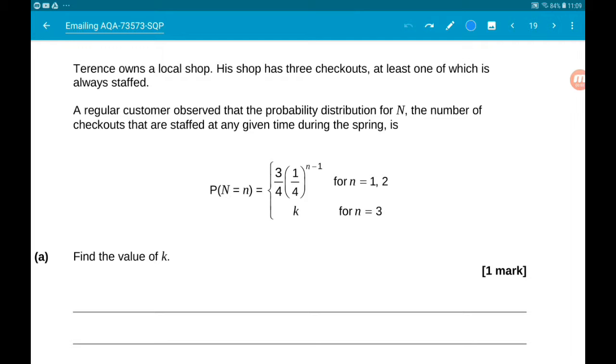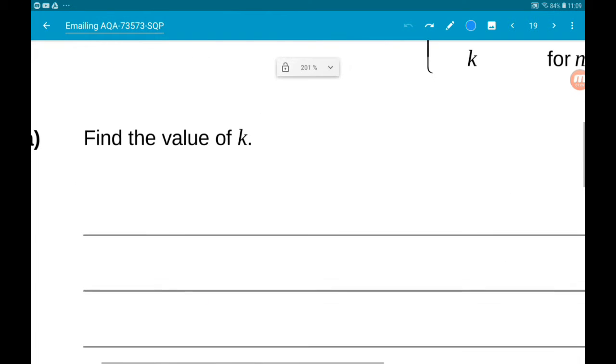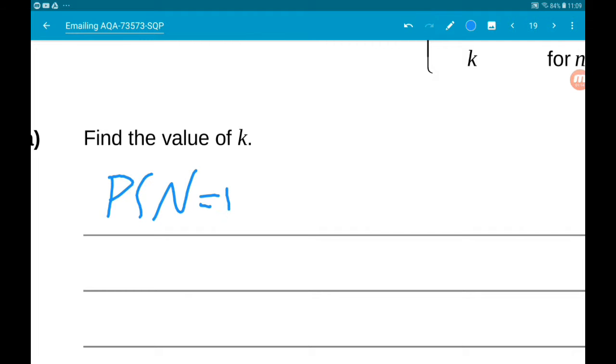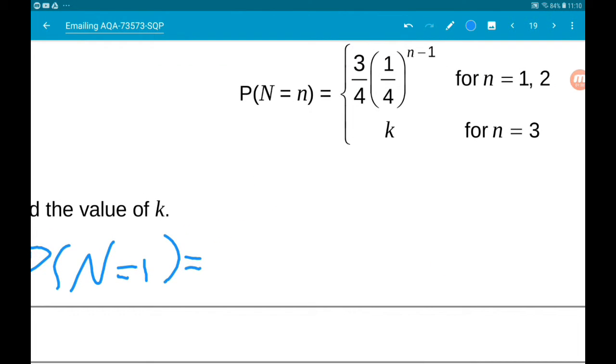So, probability adds up to 1. We can work out the probabilities that 1 checkout is staffed and that 2 checkouts are staffed. So, the probability that N is equal to 1 is 3/4 times 1/4 to the power of 0, which is 3/4 times 1.